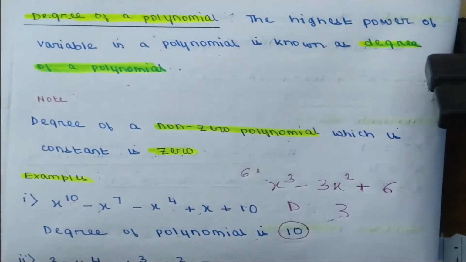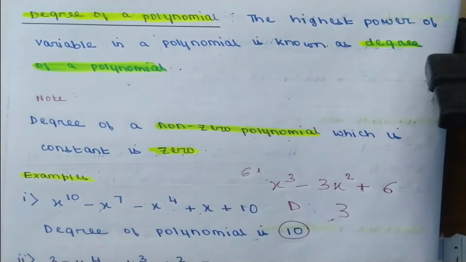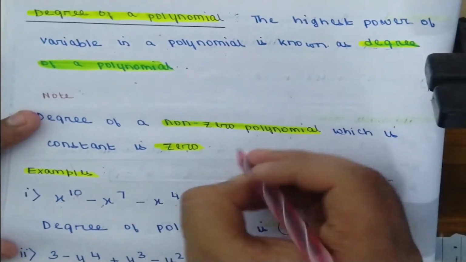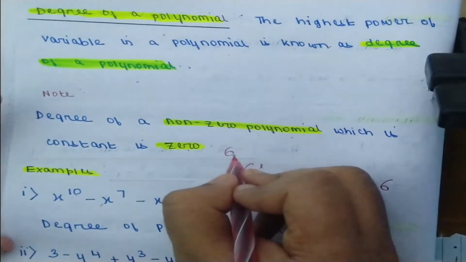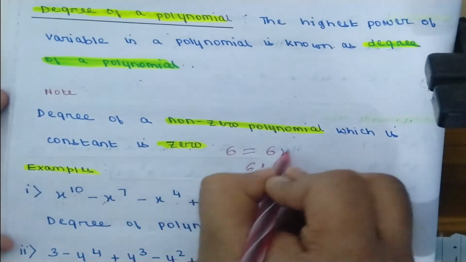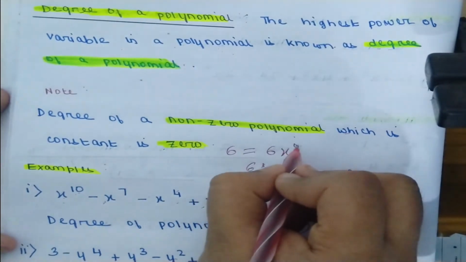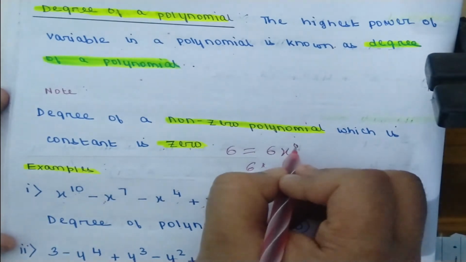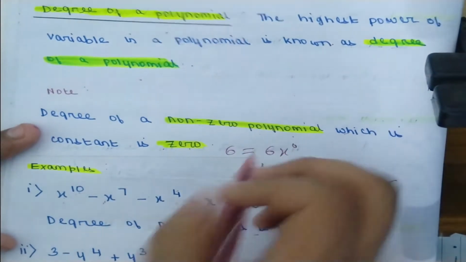Again, another note: the degree of a non-zero constant polynomial is 0. For example, 6 is a non-zero constant polynomial. So 6 is equal to 6x to the power 0. So the highest value of the exponent is 0. So the degree is 0.